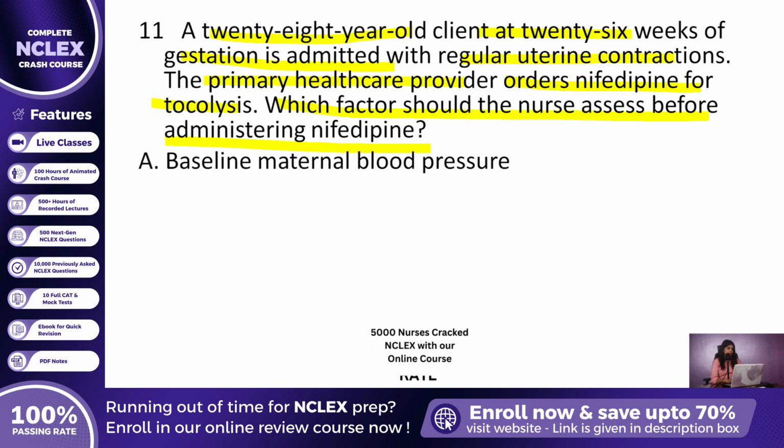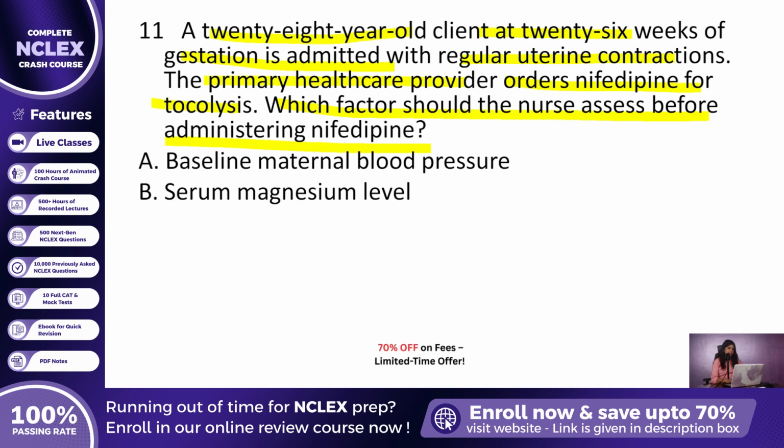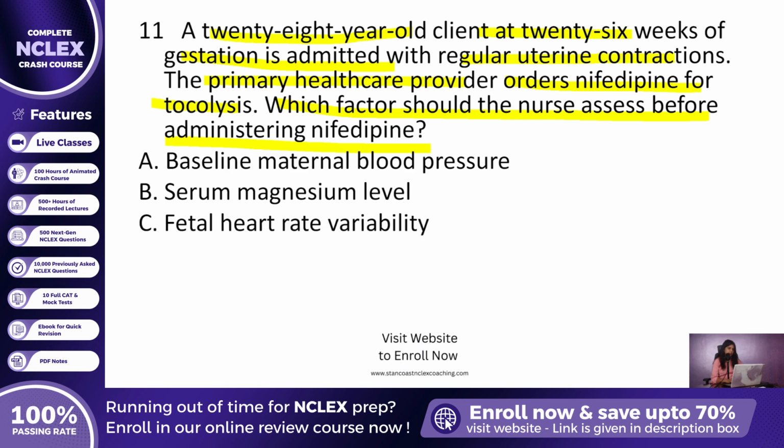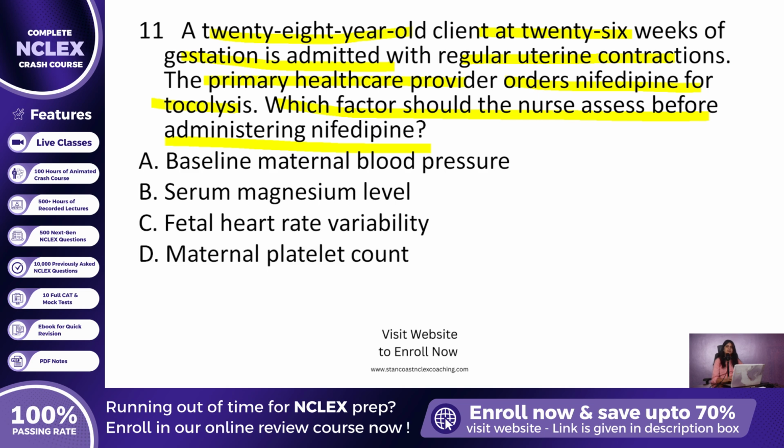Option A, baseline maternal blood pressure. Option B, serum magnesium level. Option C, fetal heart rate variability. Option D, maternal platelet count.